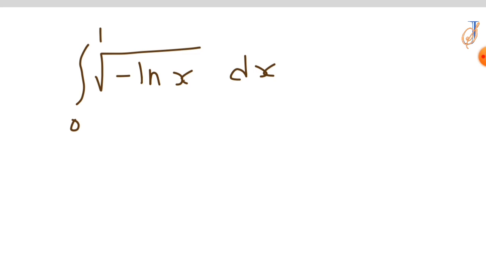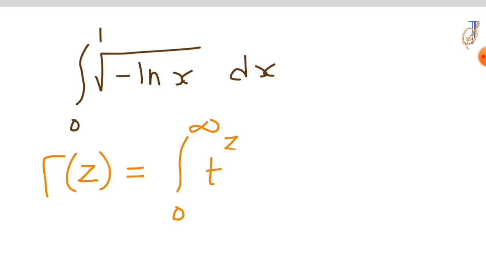To crack this problem, we will employ the gamma function. The gamma function is a powerful tool in mathematical analysis. The gamma function is denoted as gamma of z, and it is defined as the integral from 0 to infinity of t power z minus 1 times e power minus t dt. This function extends the factorial to real and complex numbers.